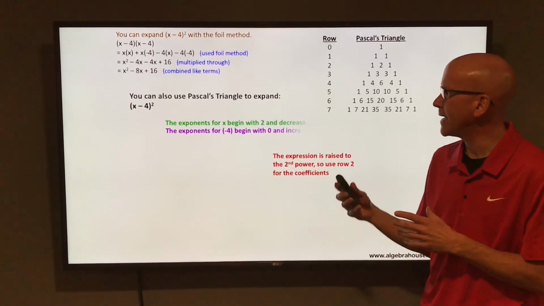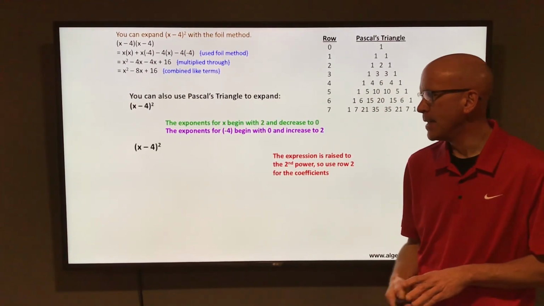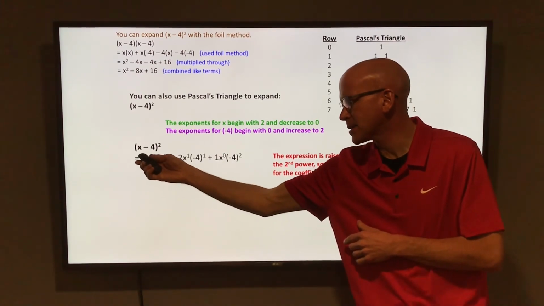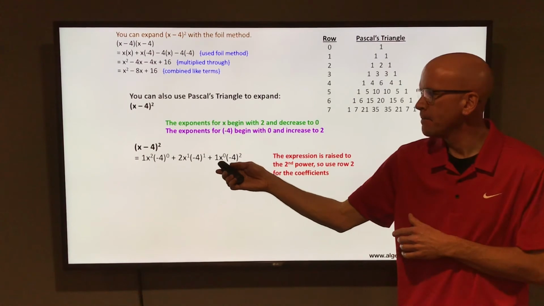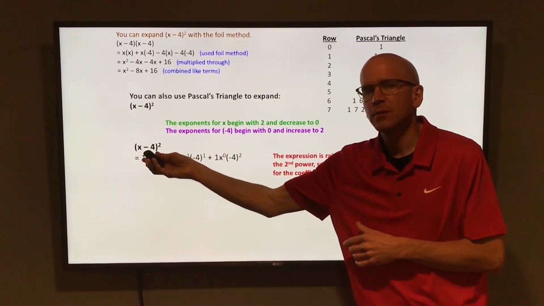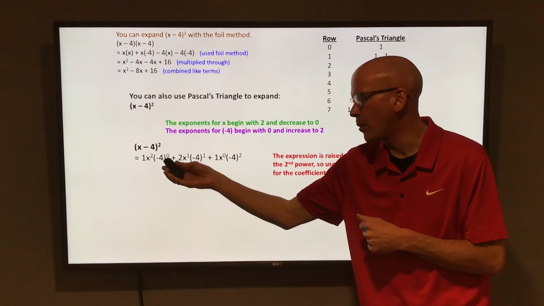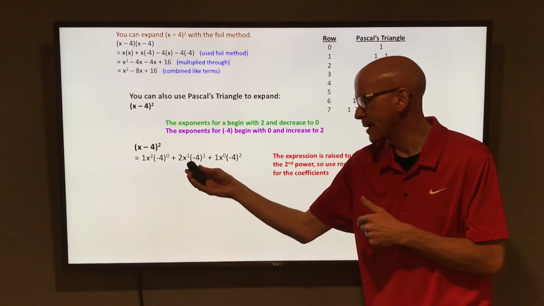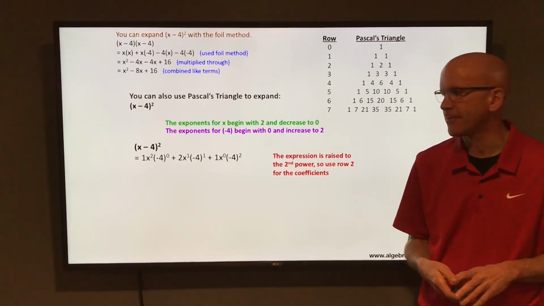So to expand that out, space out your coefficients 1, 2, and 1. And then start with the x to the second power, and then work your way down to x to the 0 power. Then you would start the negative 4, the second term of that binomial. Start negative 4 off to the 0 power, take the sign with it, negative 4 to the first, and then negative 4 to the second. So include that sign in front of that 4.